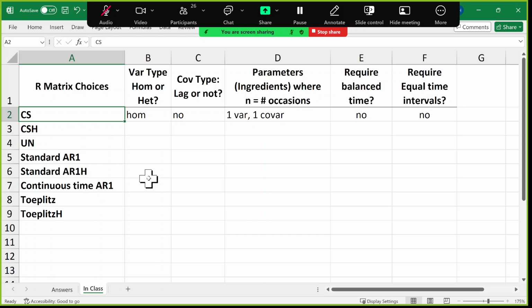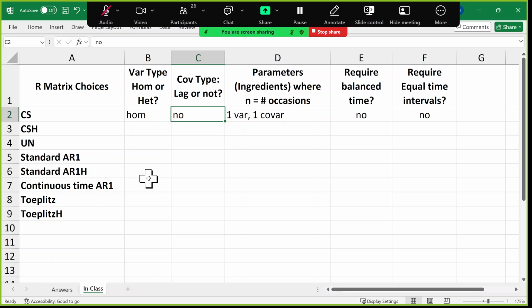So we know that when we are using a compound symmetry structure, in the R matrix, we have just one number in the diagonal. What do we have there in the diagonal of the R matrix? Yes, Hilary, variance. And we have only one variance. That's the same number across all of the cells in the diagonal of our R matrix. Now, in terms of the covariance structure, or the pattern of relationship for our covariances or correlation, do we have something like a lag involved in the compound symmetry? No, right. So we don't have that.